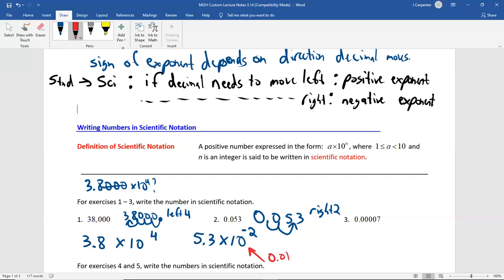That's what negative exponents mean. You move it left instead of right. But again, that is above our pay grade. That's for a later course. So if you took 5.3 times 0.01, you would get 0.053 if you actually did your decimal math.